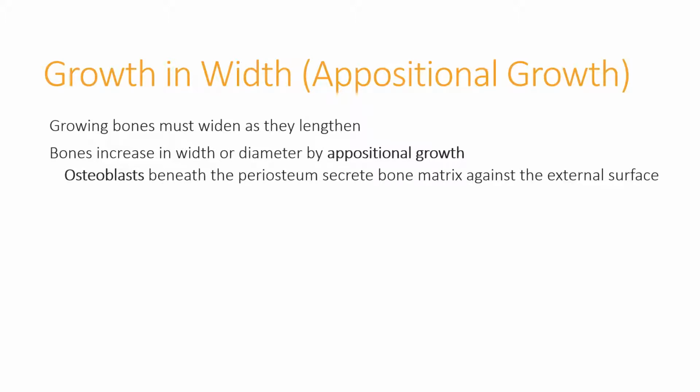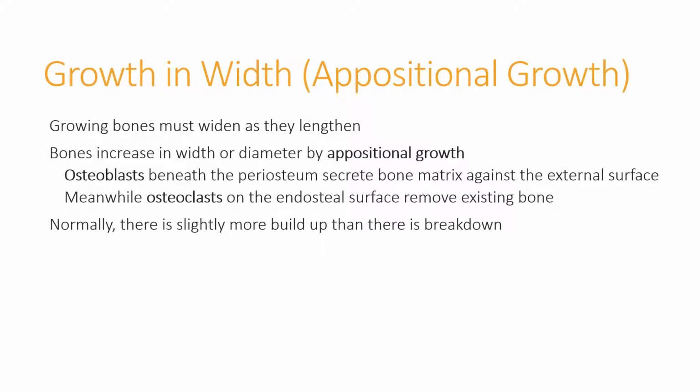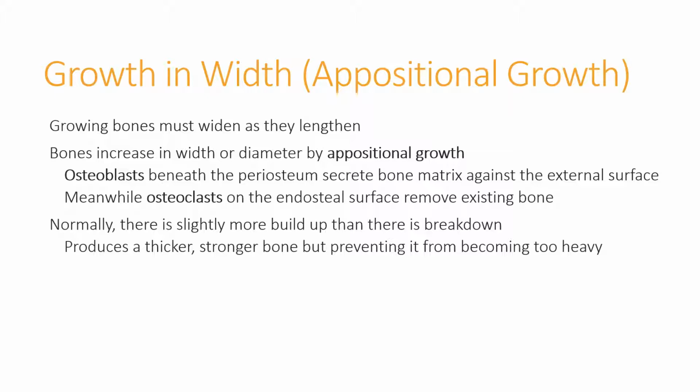Here, the appositional growth of bones is caused by osteoblasts that are just deep to the periosteum, secreting bone matrix against the external surface of the bones. And because of that, adding material to the outside surface, the bones will get wider and wider. Meanwhile, osteoclasts on the endosteal surface, meaning where the medullary cavity and other internal surfaces are found, will start to remove existing bone. Normally, there is slightly more buildup than there is breakdown, and because of that, the bones become thicker and stronger, but don't become too heavy.